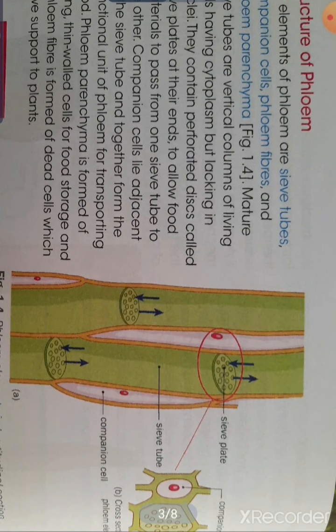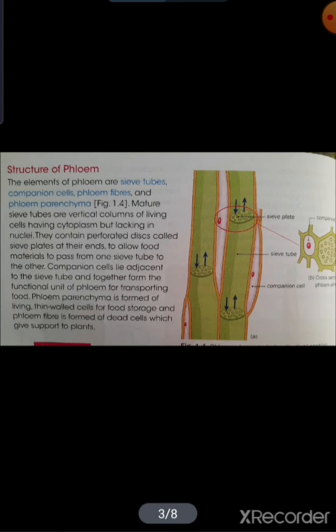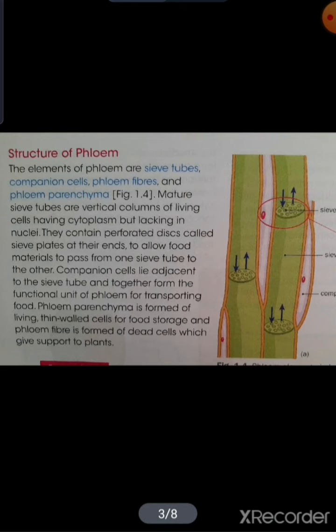Next is the phloem. Just a minute. Okay, so this is the phloem. Like the xylem has different parts, phloem is also made up of different parts. So what are the elements of phloem? Sieve tubes, companion cells, phloem fiber and phloem parenchyma. In xylem we have xylem fiber, xylem parenchyma, tracheids and vessels. So here phloem fiber and phloem parenchyma are there, and instead of tracheids and vessels, in phloem there are sieve tubes and companion cells.